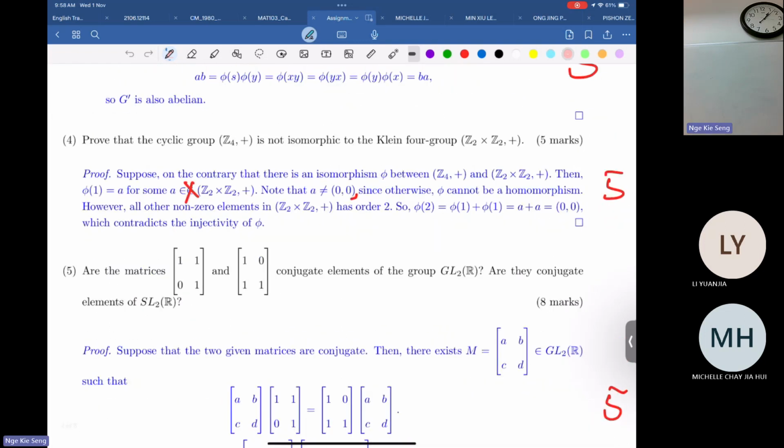Question 4, surprisingly, most of you can get it. But one problem is some of you just look at one particular isomorphism. You construct a particular isomorphism, say that it doesn't work, then it doesn't work. How about I send elements to a different isomorphism? Does it work? Other maps, does it work or not?